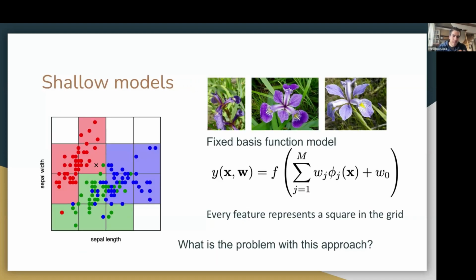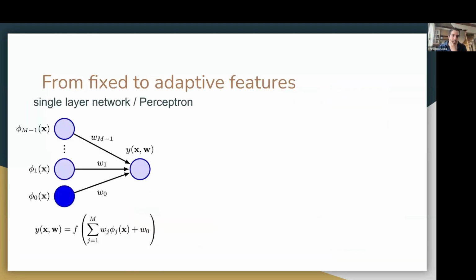This model that we introduced here, the fixed basis function model, can also be represented like this. So let's describe it intuitively. We have on the left the features that we use to describe the input data. On the right, we have y of x and w, which means essentially this is the place where we take our decision on what is the color, what is the class that a new input point belongs to. And as you see, we also have these edges with w on the top, that means that we are using parameters to take the decision y, based on the input features on the left.